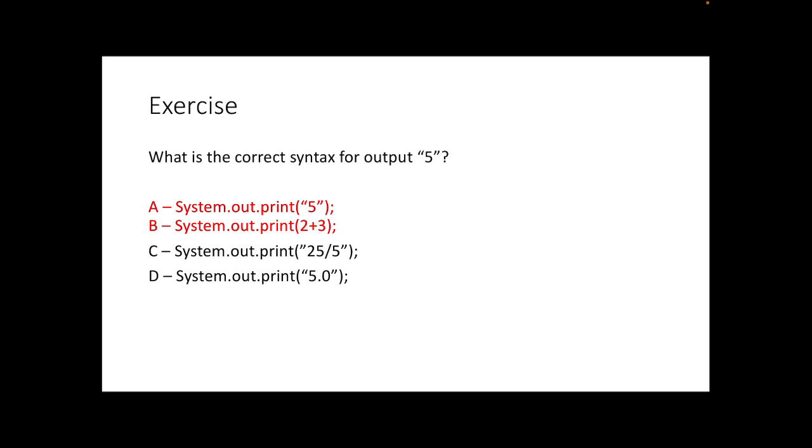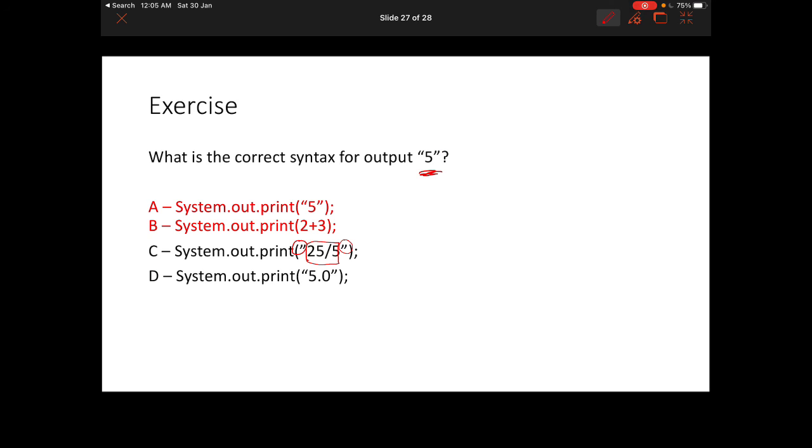The second exercise, we want to output 5. Therefore, the answers are A and B. C is wrong because 25/5 is now interpreted as a string as it has quotation marks. 5.0 is also wrong because it will print 5.0 with decimal, which is not the answer that we are looking for. So C and D are unacceptable.